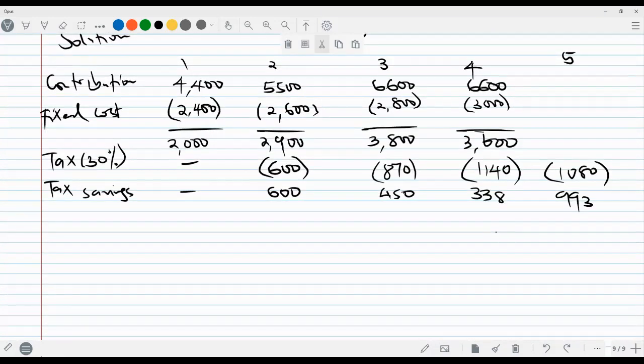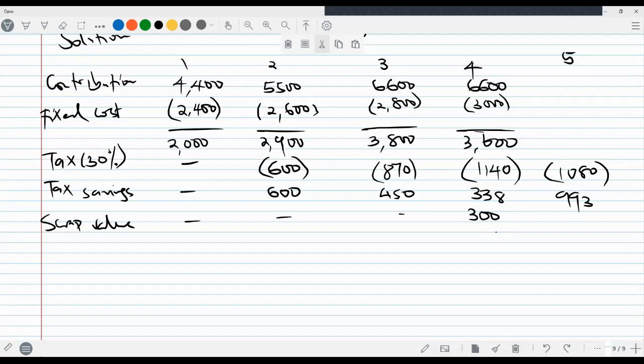Okay, so you have tax saving. There's no working capital. We have scrap value, which occurs in the final year upon the disposal of this machine, so it's in year 4. If you sell off the machine, you get back 300,000. So cash inflow, 300,000. That is it.